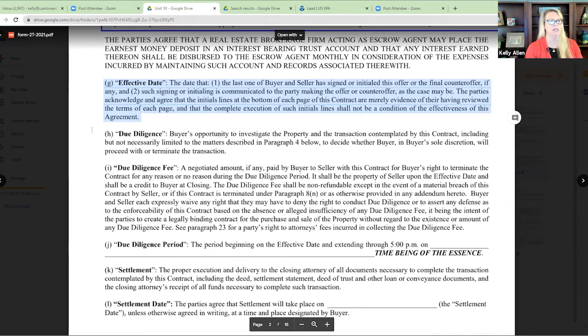So let's focus on the effective date. So the effective date is either one of two things: when the last one of buyer and seller has signed or initialed this offer or final counteroffer, if any, and two, such signing or initialing is communicated to the party making the offer or counteroffer, as the case may be. That communication can happen any number of ways. And remember, if it's communicated via email, it's considered delivered when it hits the server, not when the agent opens the email. All right, we're getting to some important stuff.